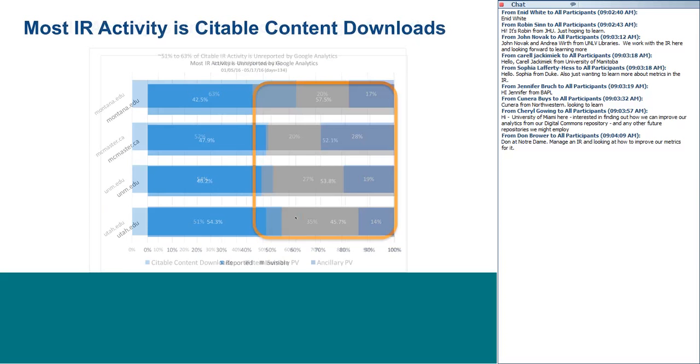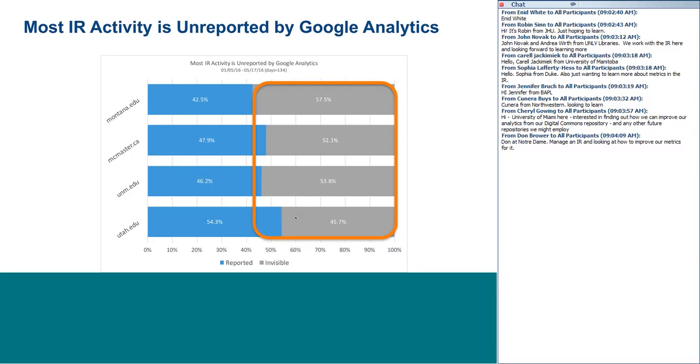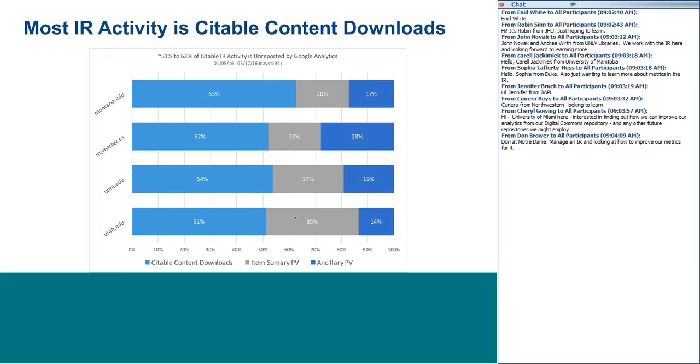And we did this simply by comparing the Google Analytics reports with what we were able to see with Google Search Console. The other thing we learned is that most of the IR activity is actually that high-quality, citable content downloads. And so, sort of a side point, one of the things that we've discovered is that if the repository has been optimized to work with Google Scholar, then Google Scholar itself drives more than 50% of the traffic to IR. So it's very worthwhile to make sure that the IR is working with Google Scholar.